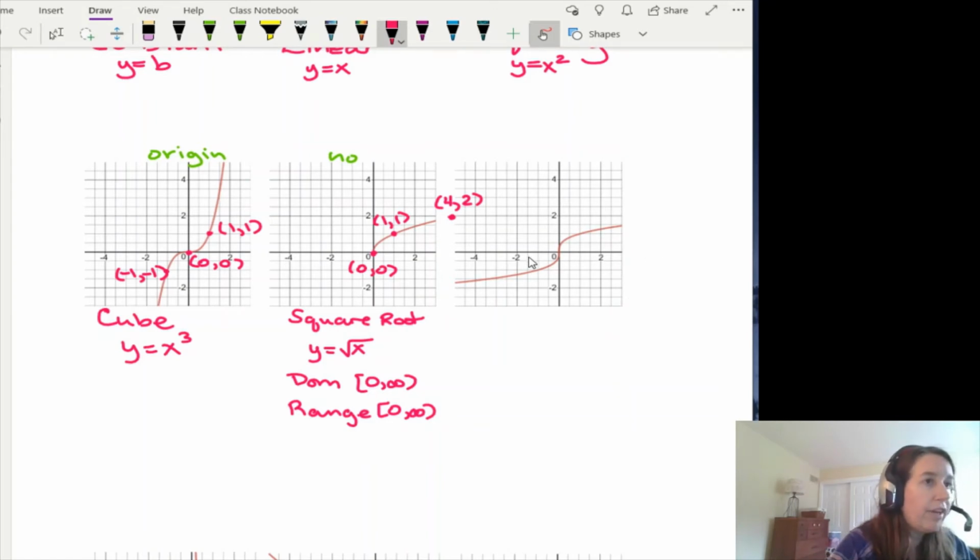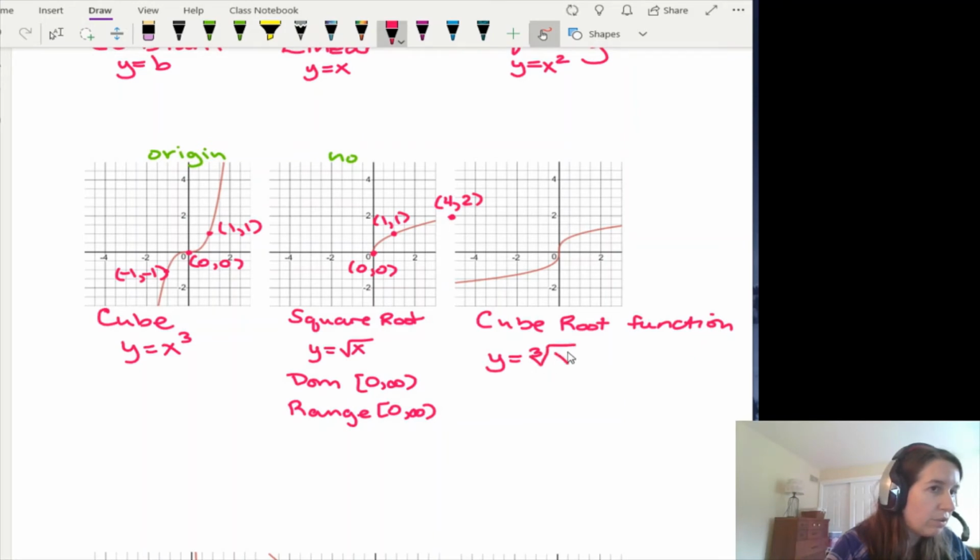is very similar to the cube function, but notice how it's turned on its side, kind of like that root function, the square root function. That's because it is the cube root function. Okay, cube root. And that equation is y equals the cube root of x.